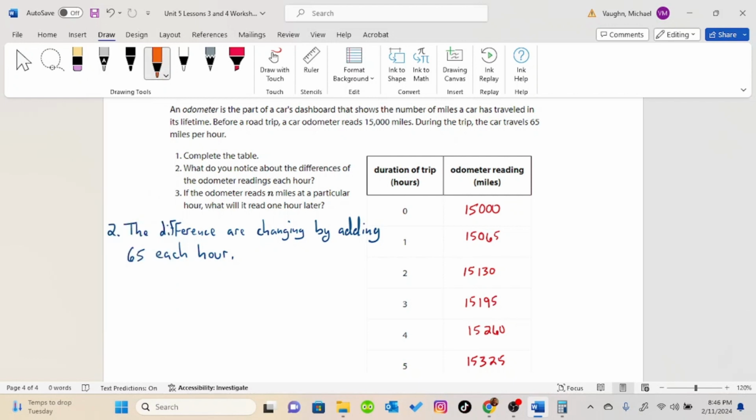Number 3. If the odometer reads n miles at a particular hour, what will it read 1 hour later? Well, if it reads n miles at any time, 1 hour later, it will read n plus 65. That's because this is a linear function that adds 65 each hour.